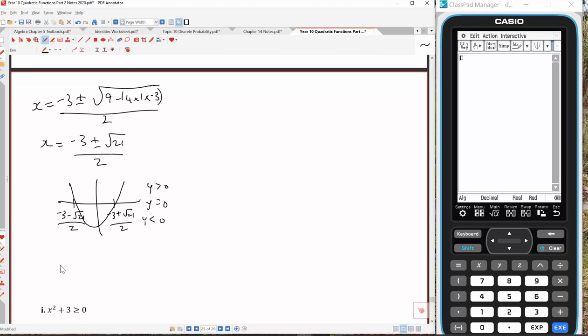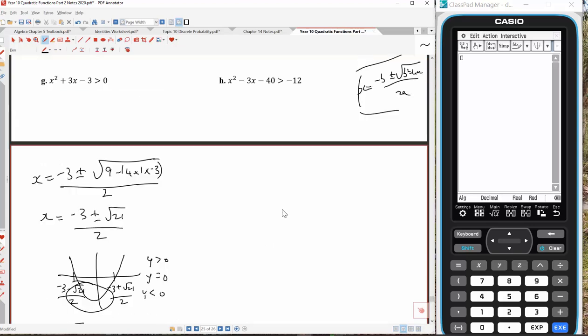Okay, so when does it occur? We want it to be less than 0, and it's between these values here. So I'm going to say between -3 take root 21 over 2 less than x less than -3 plus root 21 over 2. So between those values there, what we're going to get is y values that are less than 0.